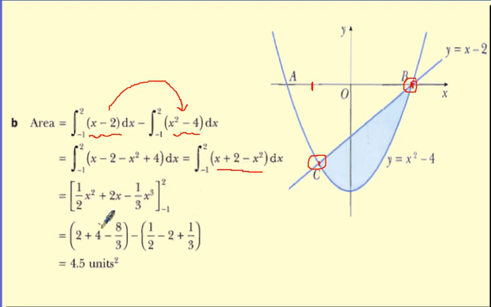When you integrate, you get x square upon 2, plus 2x, minus x cube upon 3. Simple integration, and substitute 2, then you substitute minus 1, and you get the answer 4.5 unit square.